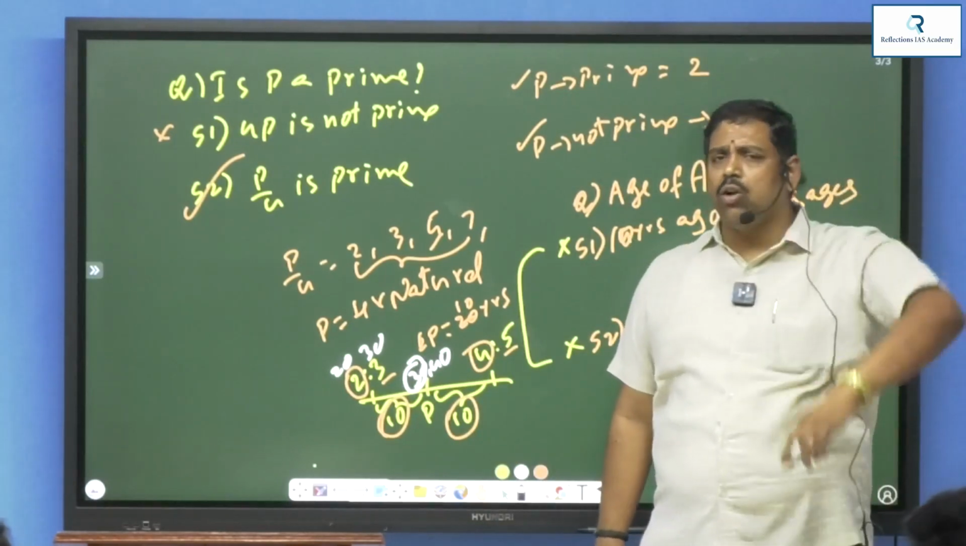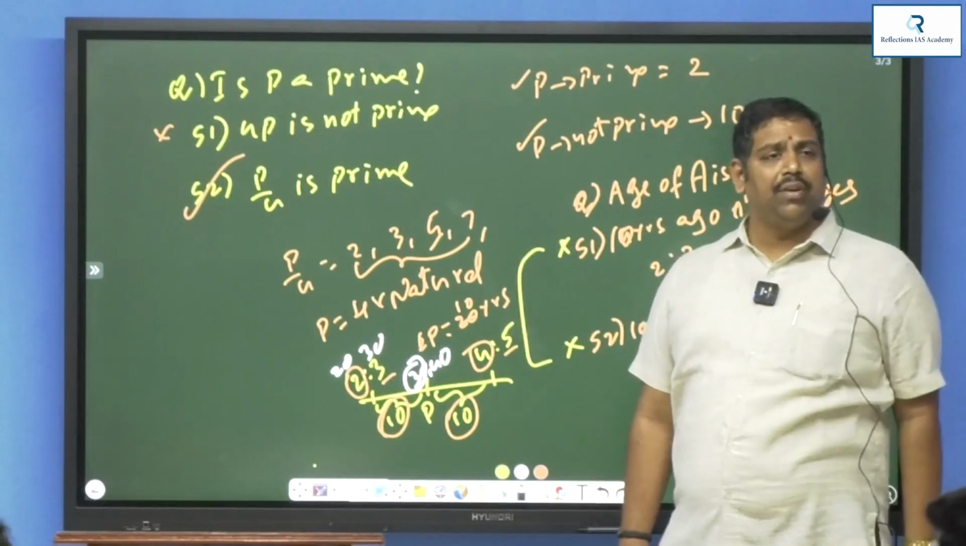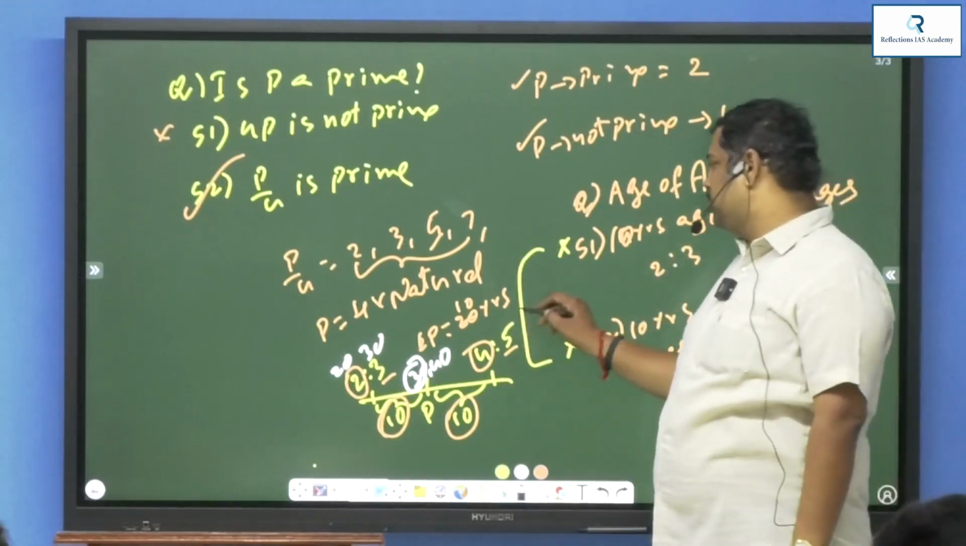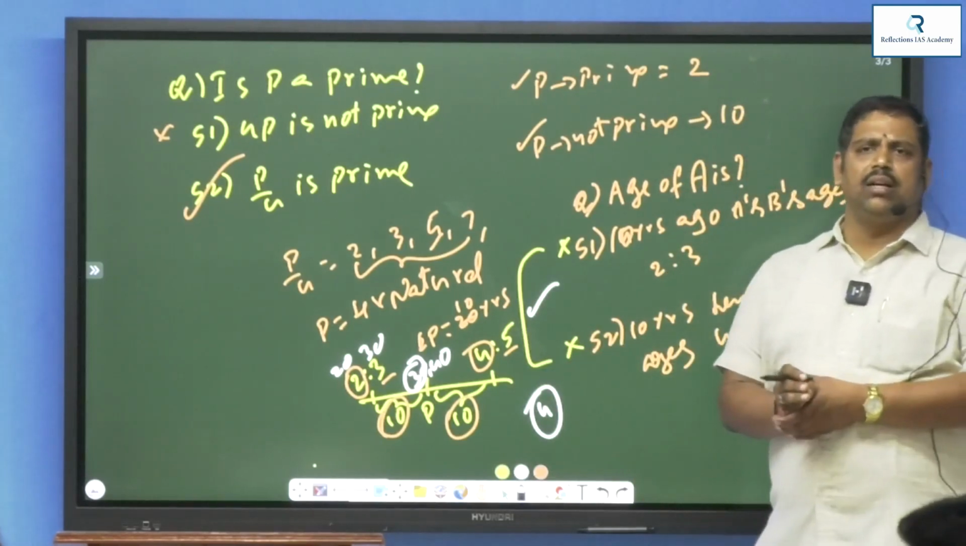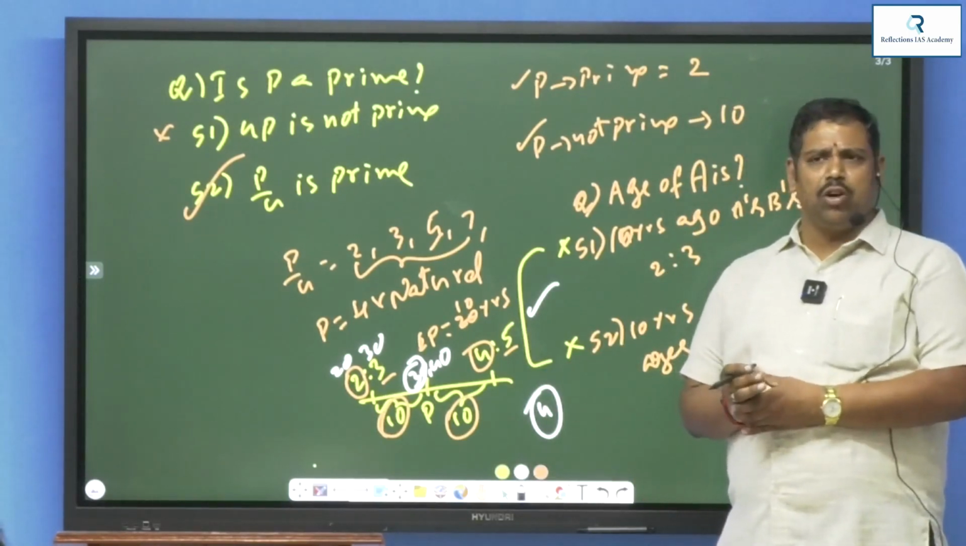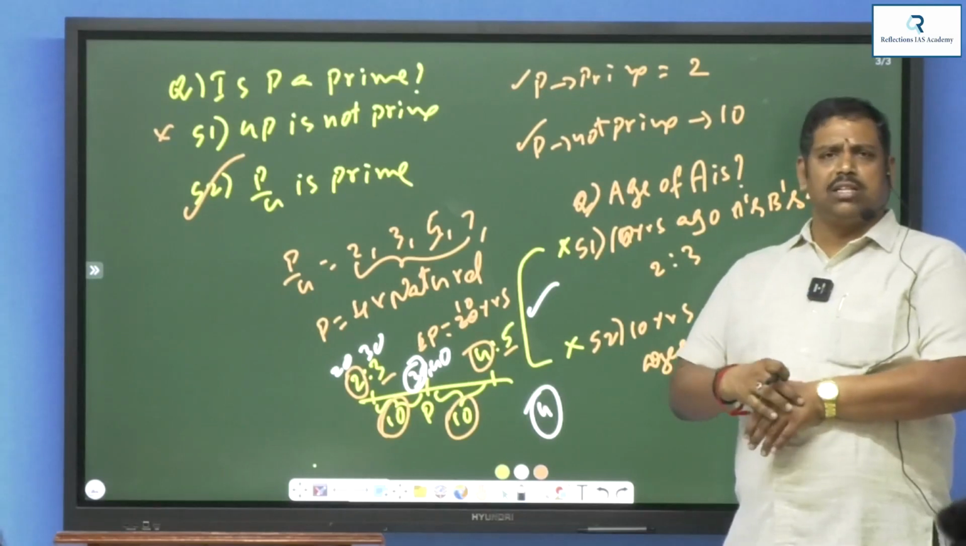So data is sufficient or not sufficient? Sufficient. When it is sufficient? Together. So together is sufficient means which option is the answer? Fourth option. Is it clear? This one you can go like equations also, not a problem. Multiple methodologies are there to solve it.